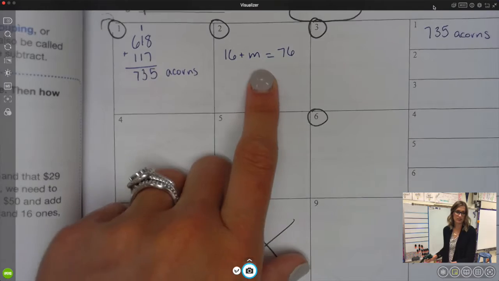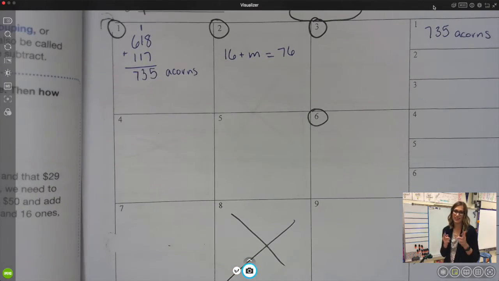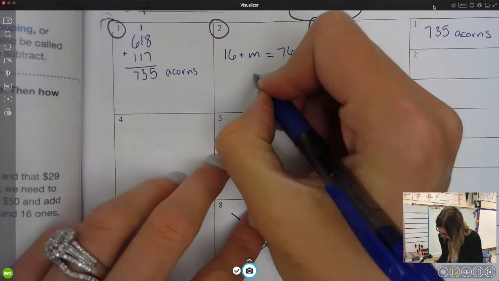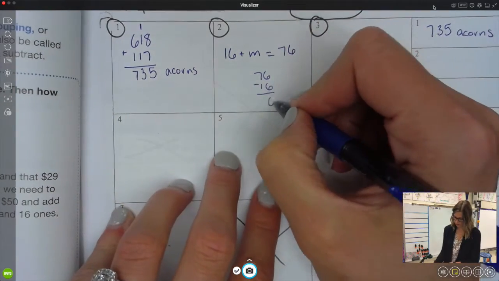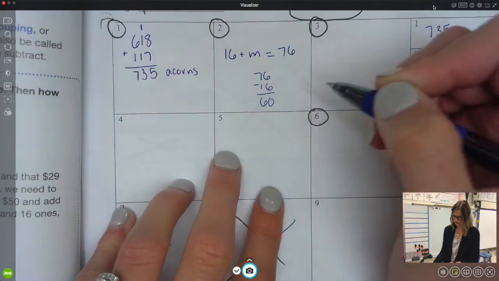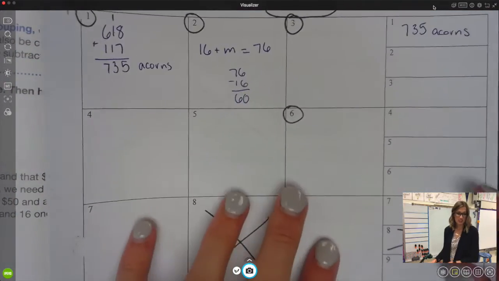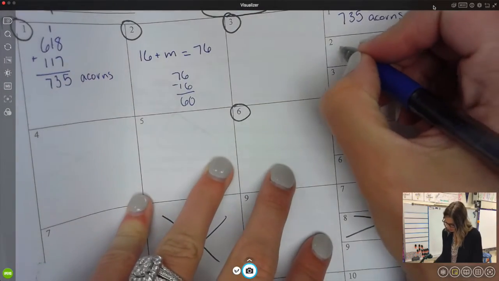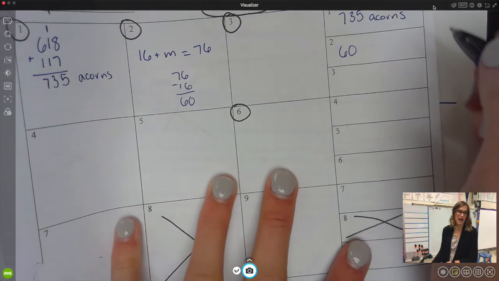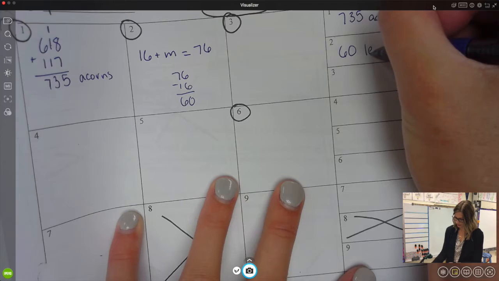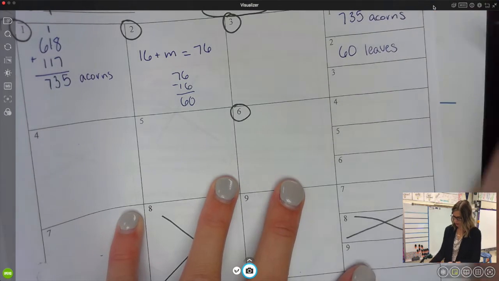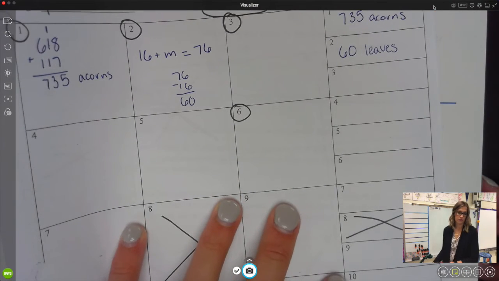Missing number in an addition sentence. To find the answer, we subtract. So put 76 on top. 6 minus 6 is 0. 7 minus 1 is 6. So he collected 60 leaves on the second day. Do I need a label? Yes, we need those leaves as our label. Excellent. Let's go to number 3.